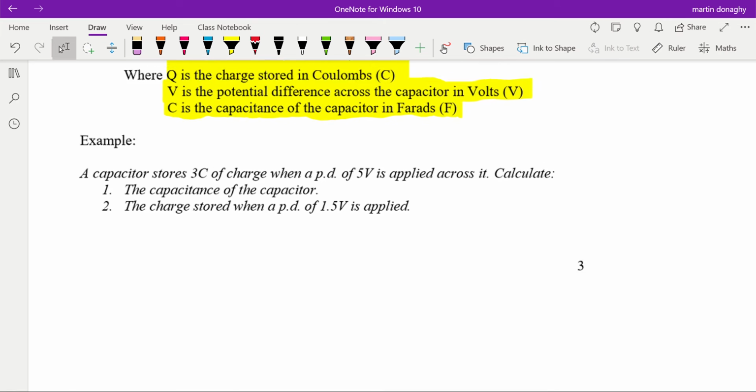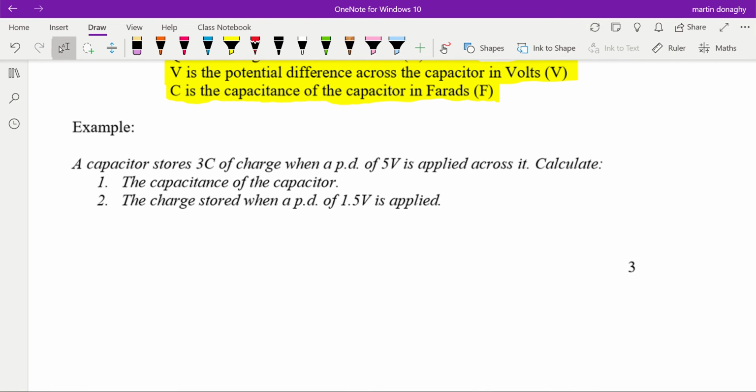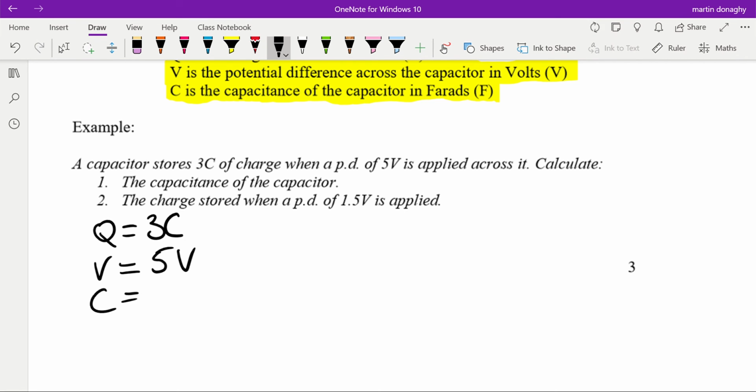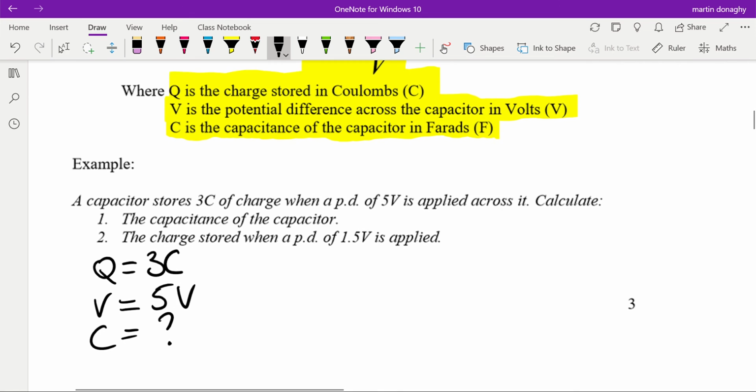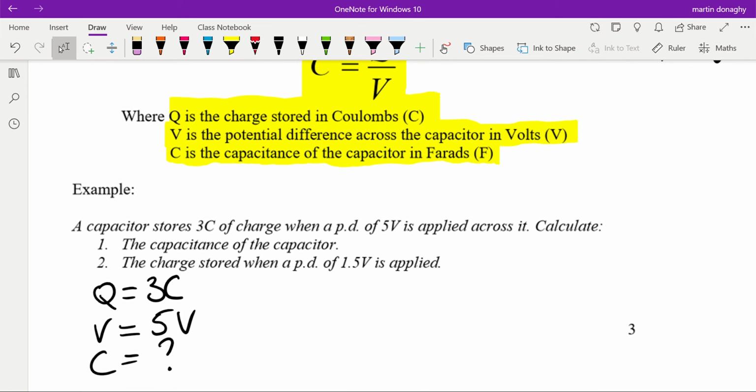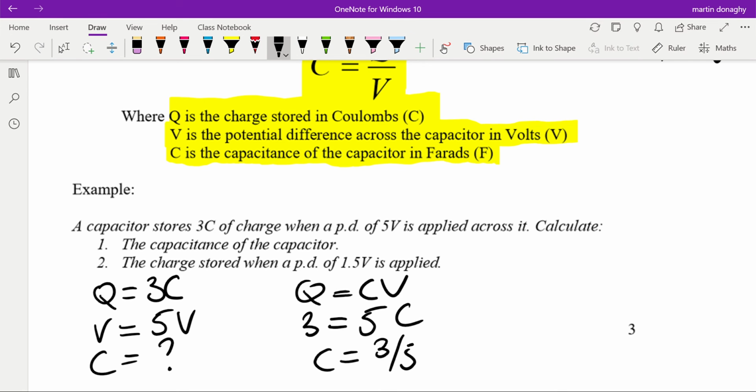So let's look at an example. It says a capacitor stores, so that's the Q, 3 coulombs of charge when a voltage of 5 volts is put across it, calculate the capacitance. You can learn the equation as C equals Q over V, but I think most people probably learn it as Q equals CV. We can put the values in like that. So C would equal 3 over 5, which is 0.6. And remember, it's capacitance, which is measured in farads.